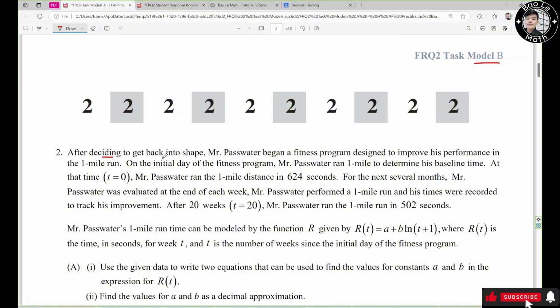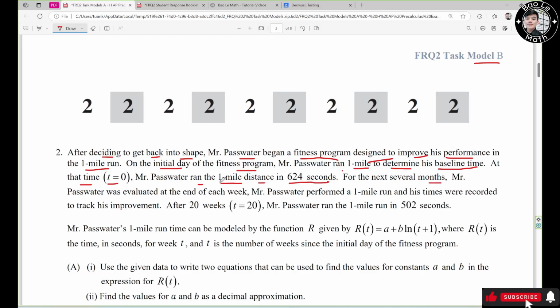After deciding to get back into shape, Mr. Passwater began a fitness program designed to improve his performance in the 1-mile run. On the initial day of the fitness program, Mr. Passwater ran 1 mile to determine his baseline time. At that time, t equals 0, Mr. Passwater ran the 1 mile distance in 6:24 seconds.